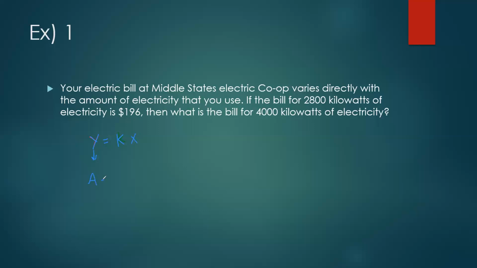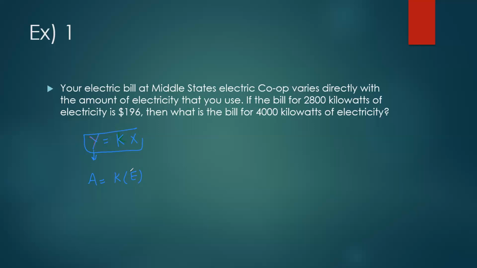Instead, let's replace y with A, the amount. K will still be k, and then what is x? What do we have? Electricity, right? So our equation is A equals K times E, because this is a direct variation. So it's very similar to y equals kx, but instead of y, we use A. Instead of x, we use electricity, E.